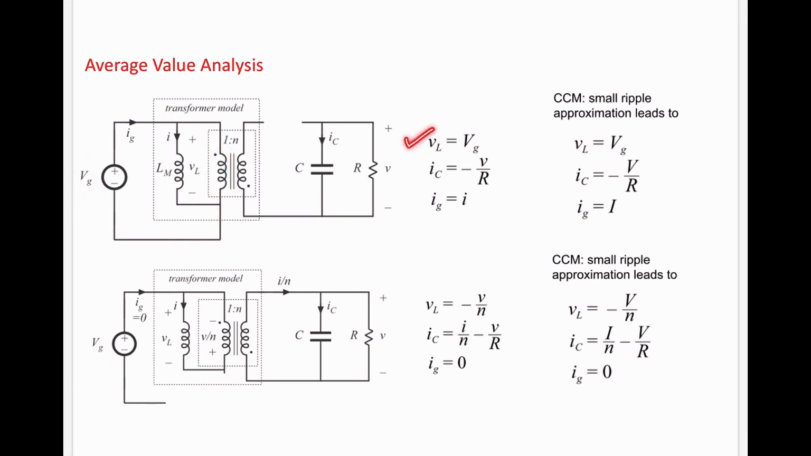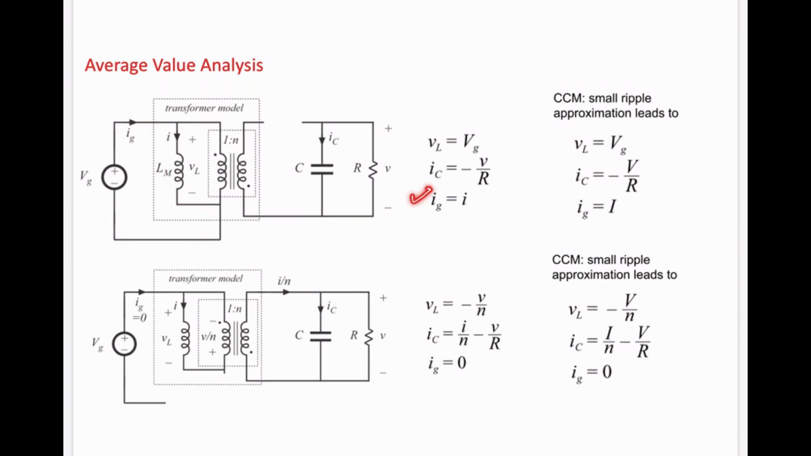So your primary voltage is equal to VG, and at that time, if this is the reference direction of the current, your capacitor will be providing power to the load. If this point is positive, the current must enter from here. So the capacitor current is minus V by R, and at that instant of time, Ig, the whole current, is passing through this magnetization branch. Ig is equal to I.